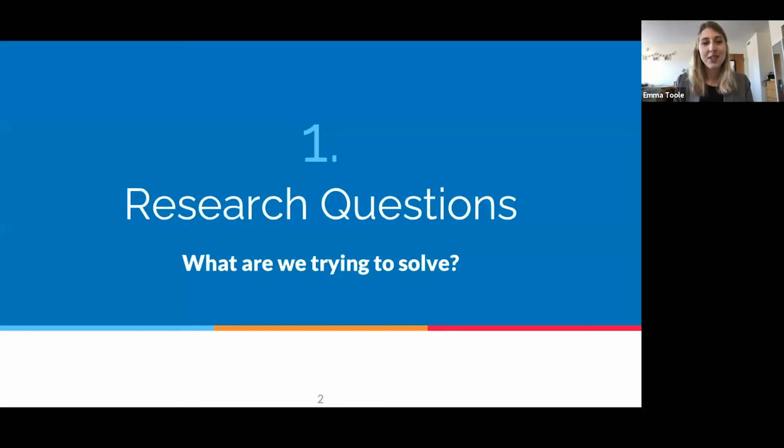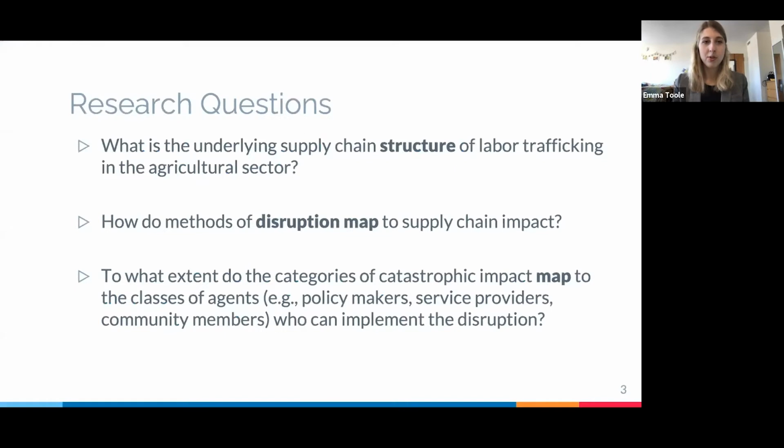Let's get started. So starting out, what are the research questions that my team and I are trying to solve? There are three main research questions that relate to my research. Number one, what is the underlying supply chain structure of labor trafficking in the agricultural sector? Number two, how do methods of disruption map to supply chain impact? And number three, to what extent do the categories of catastrophic impact map to the classes of agents, for example, policymakers, service providers, community members who can implement the disruption?